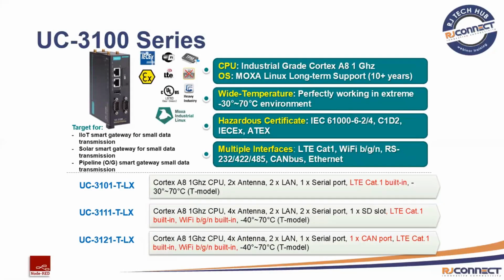Then we get to our UC 3100 series, DIN-rail mount device. And these devices come with a higher frequency clock as well as more RAM. And they come with built-in LTE as well as the 3111 coming with built-in LTE and Wi-Fi. And then we've got the 3121, which has got CAN bus port as well as LTE and Wi-Fi.